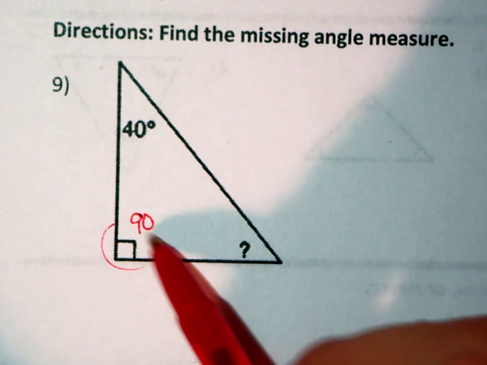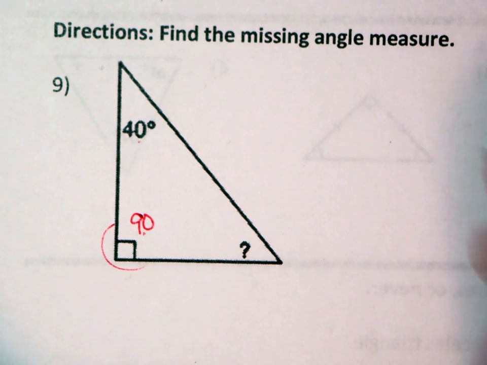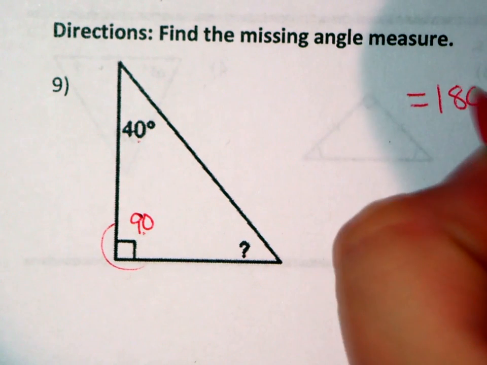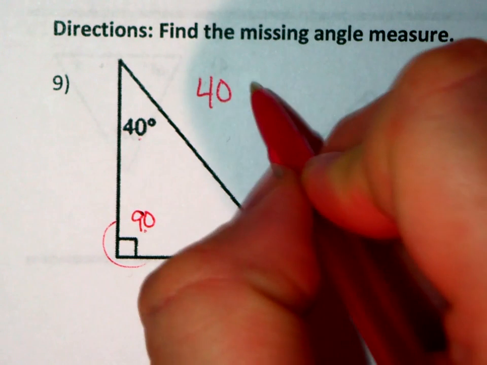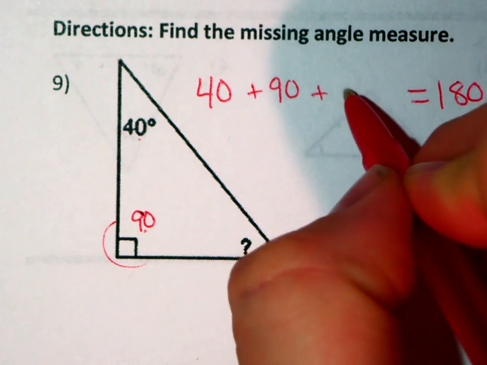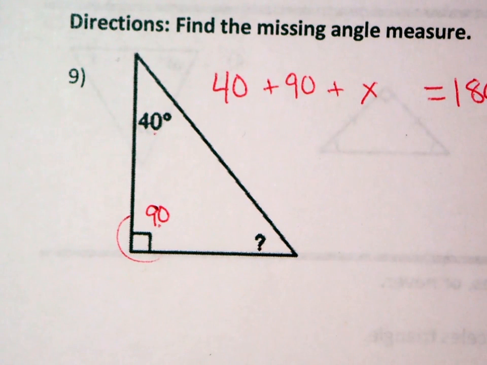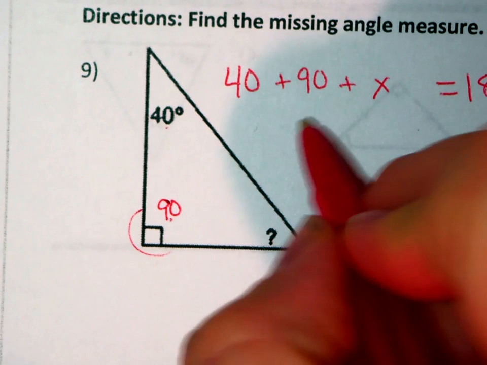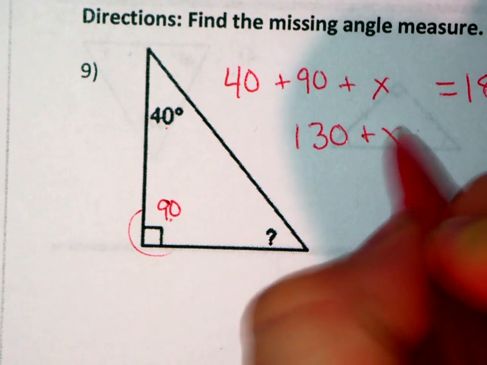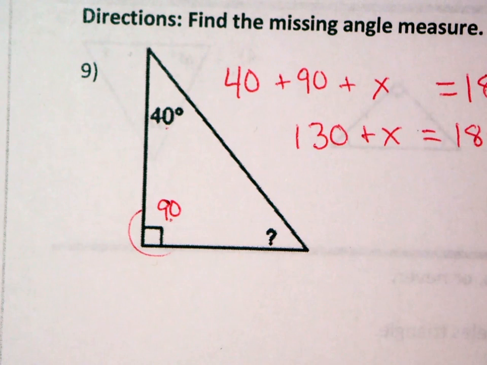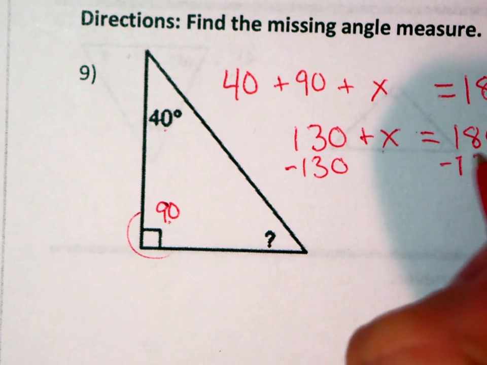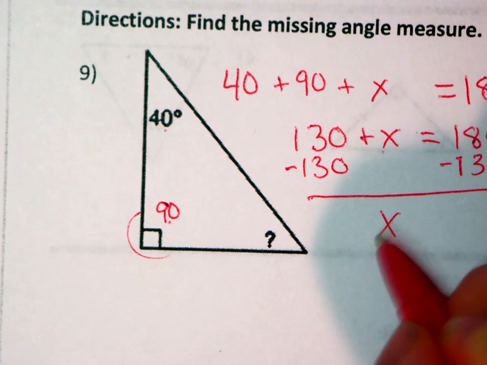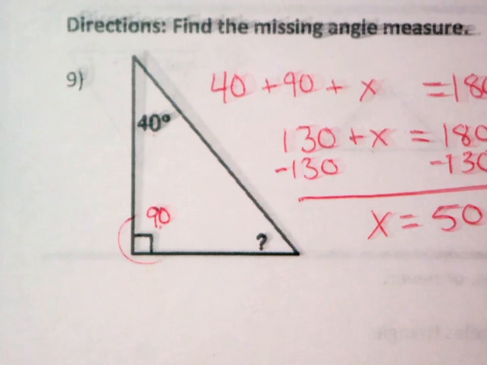So my sum theorem tells me that these three angles, when added together, equal 180 degrees. So 40 degrees plus 90 degrees plus my unknown, which I'm going to call x. So 40 plus 90 is 130, plus x equals 180. In order to get x by itself, I subtract 130 from both sides. X equals 50 degrees.